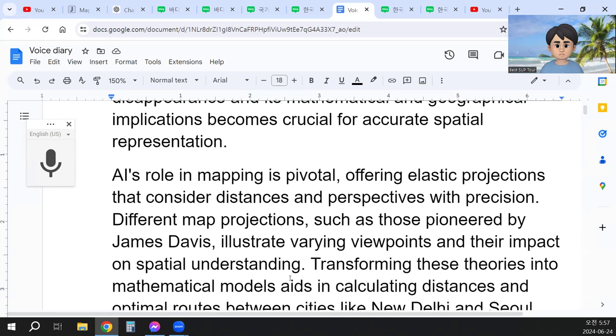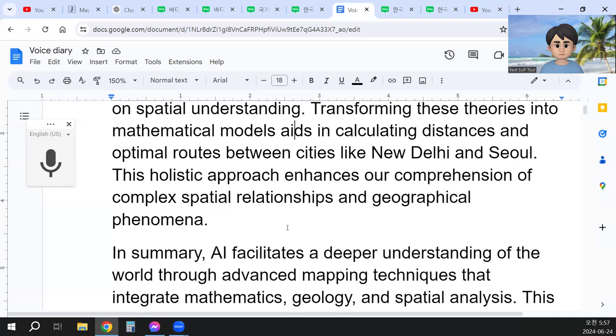AI's role in mapping is pivotal, offering elastic projections that consider distance and perspective with deep precision. Different map projections, such as those pioneered by James Davies, illustrate varying viewpoints and their impact on spatial understanding. Transforming these theories into mathematical models aids in calculating distance and optimal routes between cities like Italy and Seoul. This holistic approach enhances our comprehension of complex spatial relationships and the geographical community.